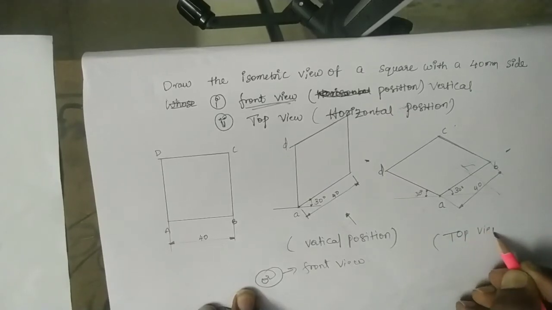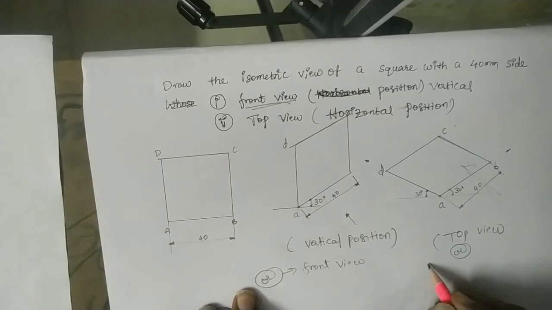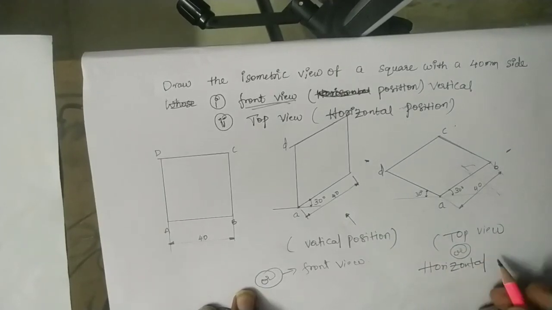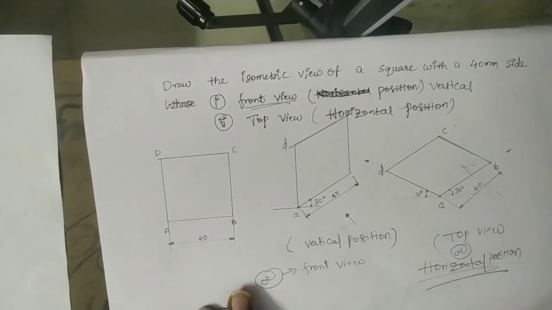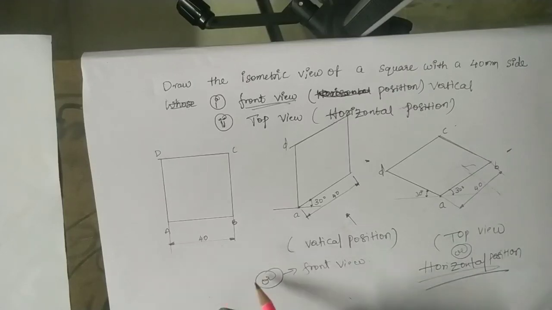So don't forget about the horizontal position. Horizontal position means top view. So take 30 degrees at both sides of point A. This is very important.